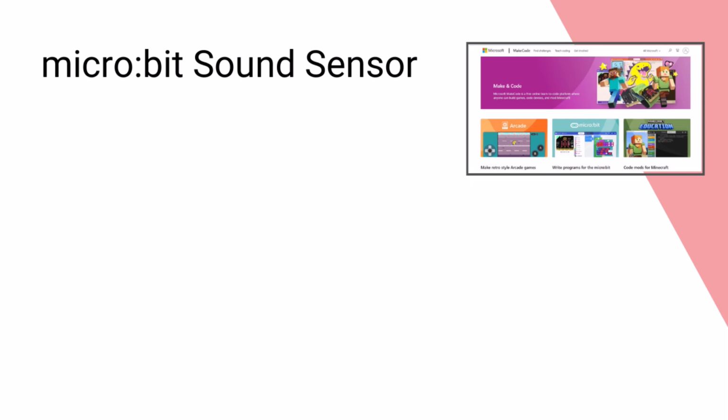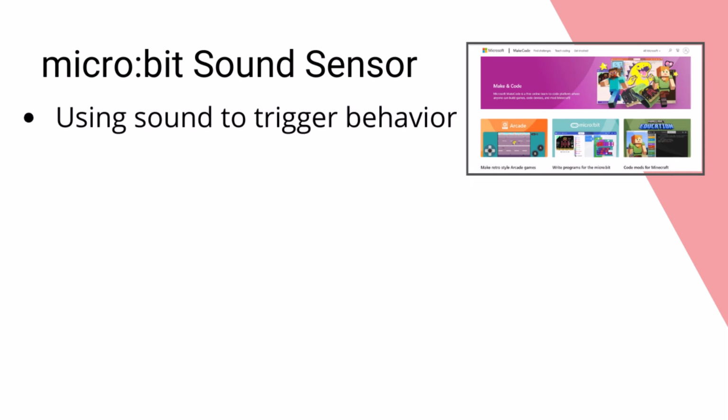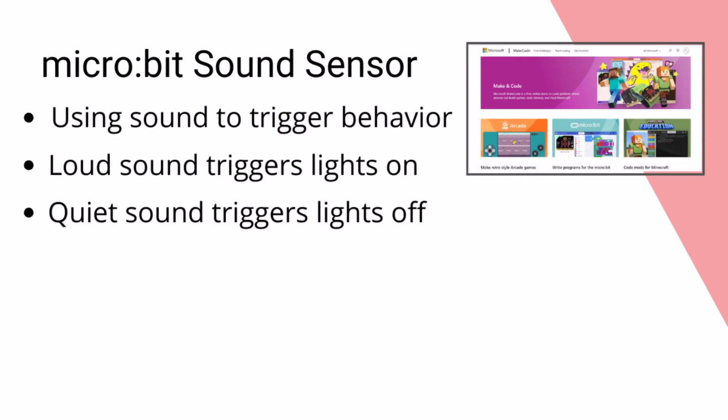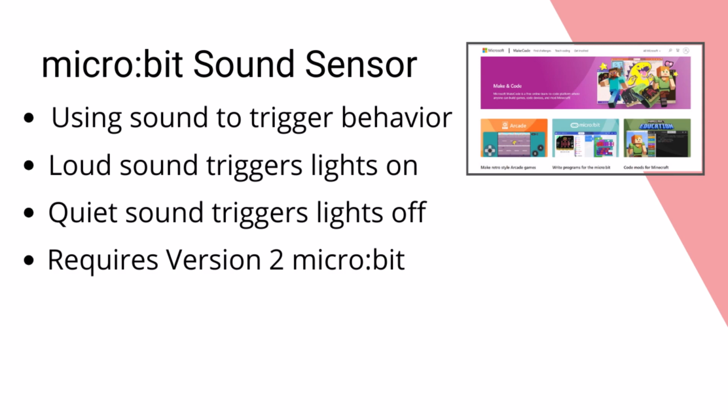This video shows how to use the sound sensor on the microbit to trigger a behavior based on the sound level. We'll use the sound sensor to turn the LED array lights on when it hears a loud sound, then turn them off when the sound level gets quiet. Note that the sound sensor is only available in the version 2 microbit.